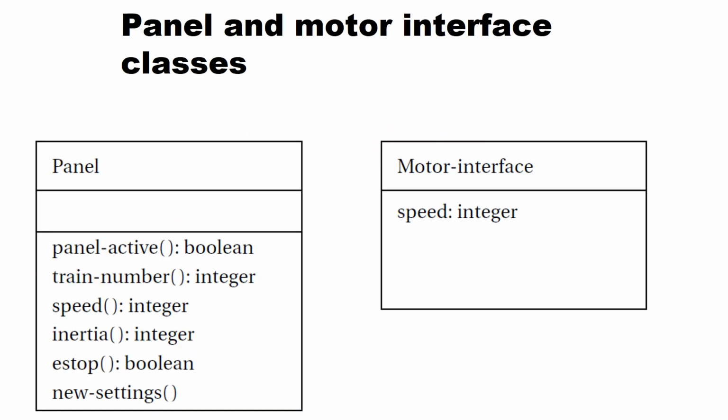Then we go to the panel and motor interface classes. The panel class defines the behavior for each of the controls on the panel. In the panel class, the new setting behavior uses the set knob behavior of the knobs to change the knob setting whenever the train number setting is changed. The motor interface defines the attribute for the speed that can be set by other classes.